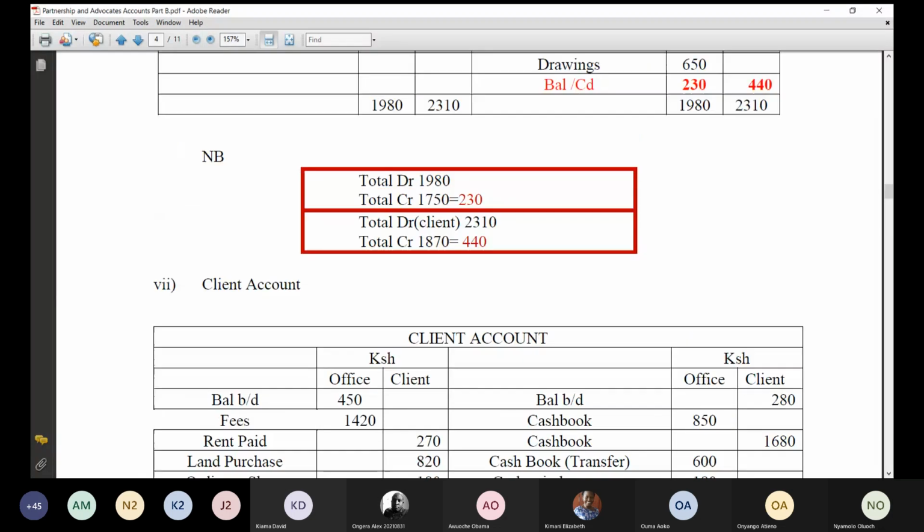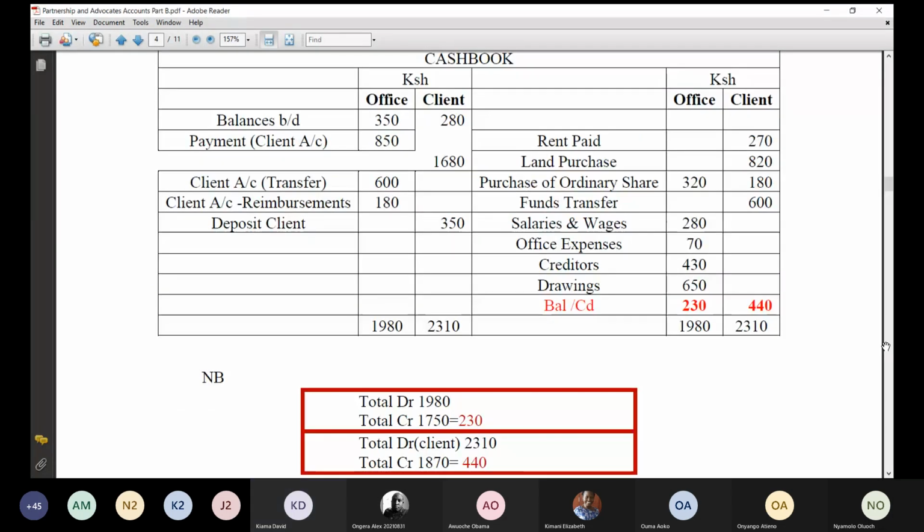So then the next note, note 7: the firm paid salaries and wages of 280,000 shillings and office expense of 70,000 shillings for the year ended 30th April 2007. That is very direct. You just take it to your cash book as it is, the 280 and the 70.